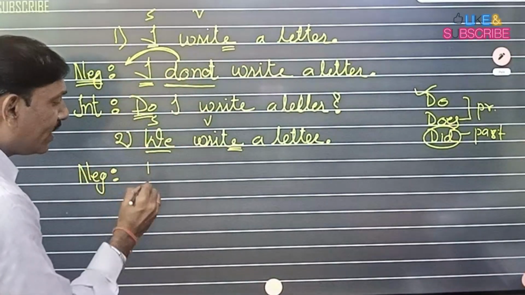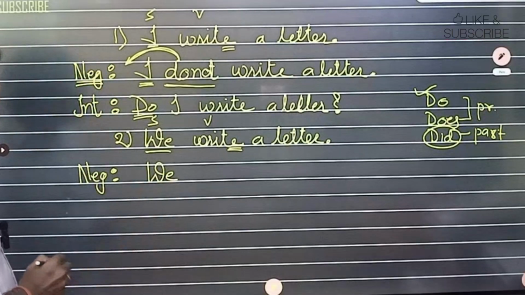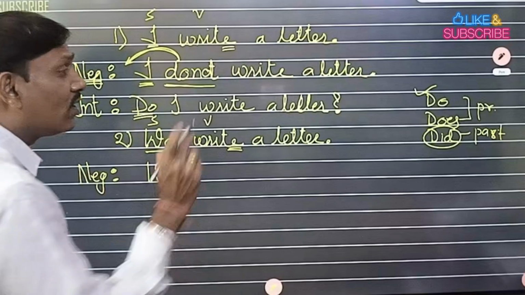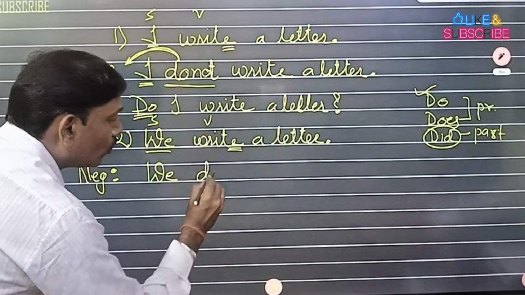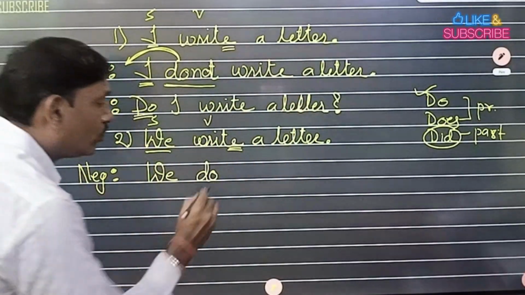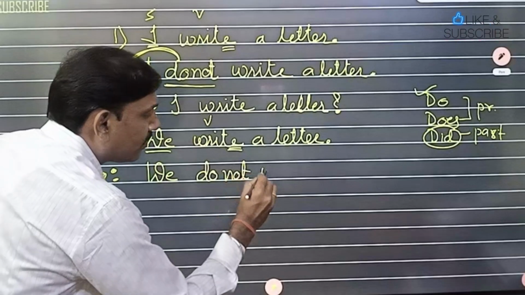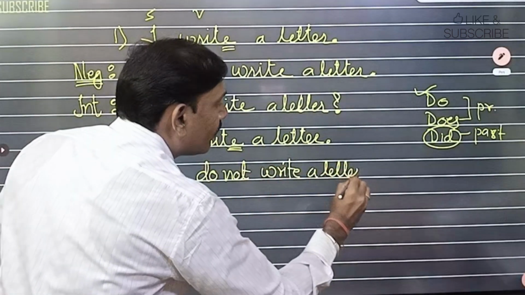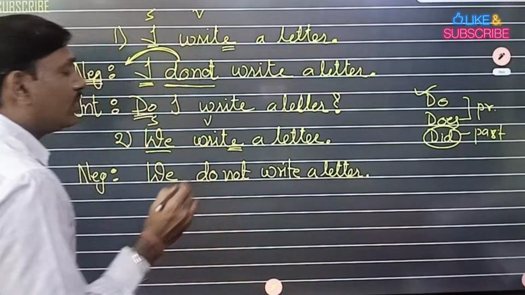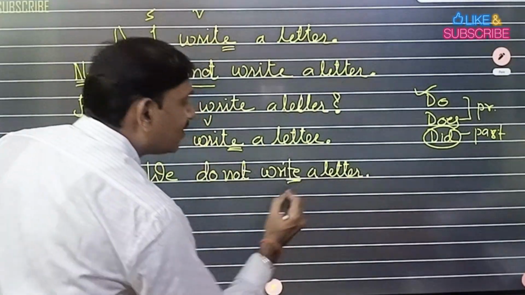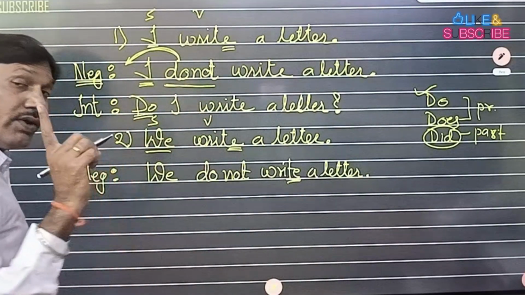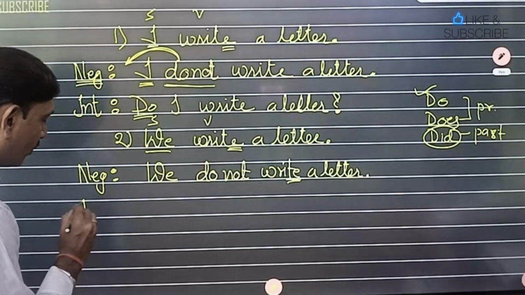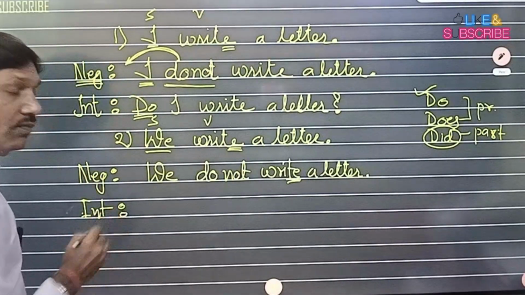We is a plural personal pronoun. If it is a plural personal pronoun, again we will use do to make it negative: we do not write a letter. Very simple, boys. Here we do not see any change in the verb. Okay, students, learn this.